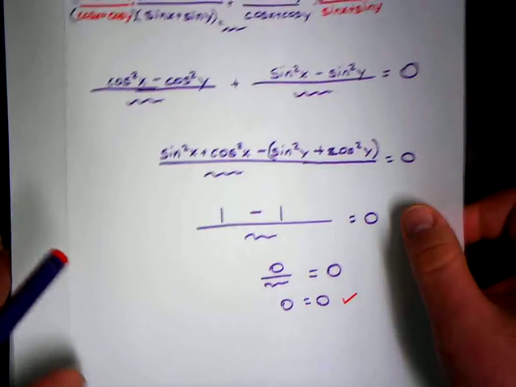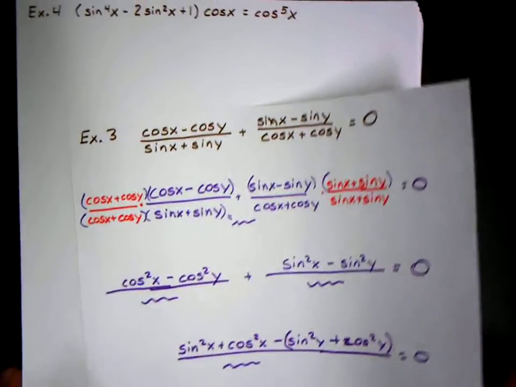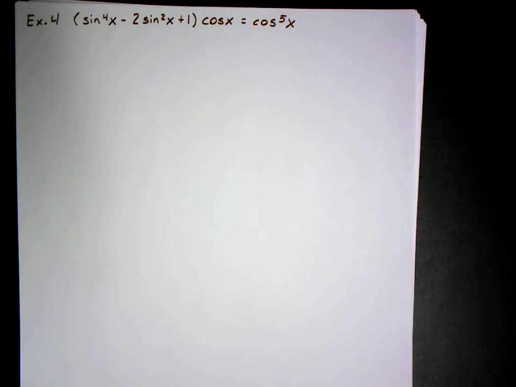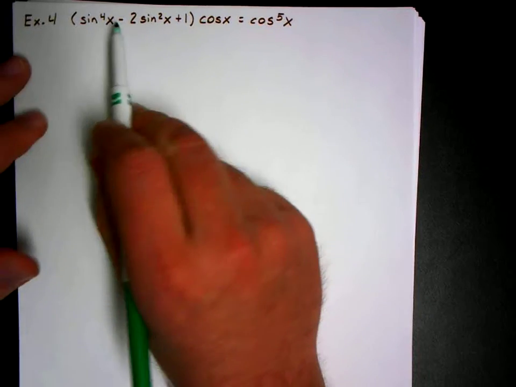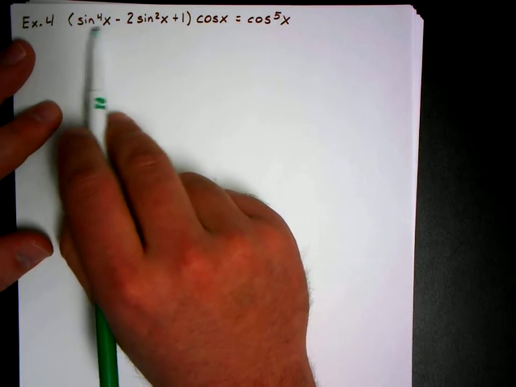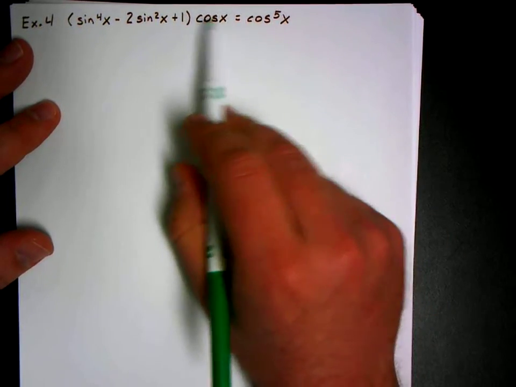Okay, one more. I want to do this one just to prove to you that you don't always have to work on the left-hand side. We can work on the right-hand side. We could work on the left-hand side and just do some factoring and get this to work out, but instead I'm going to work on the right-hand side. So the left-hand side says I need some sines, and I should only have one cosine left.